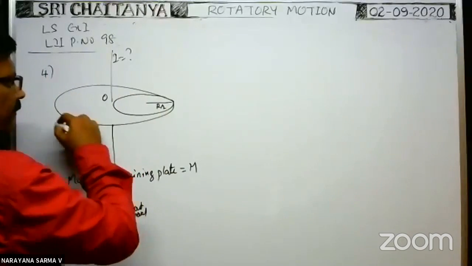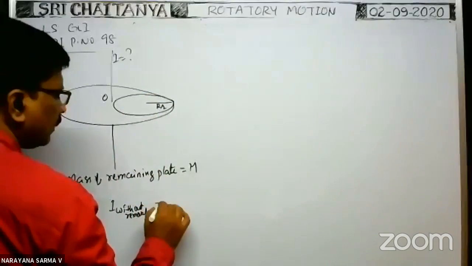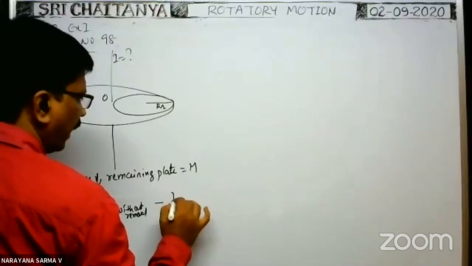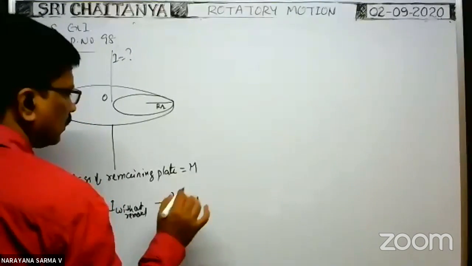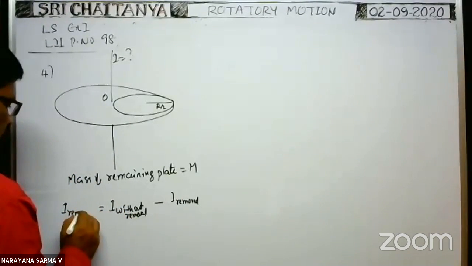You find the moment of inertia of the entire plate about this axis without removal of the part. From that you subtract the moment of inertia of the removed part about this axis. I removed. You find. Then that gives the moment of inertia of the remained part.